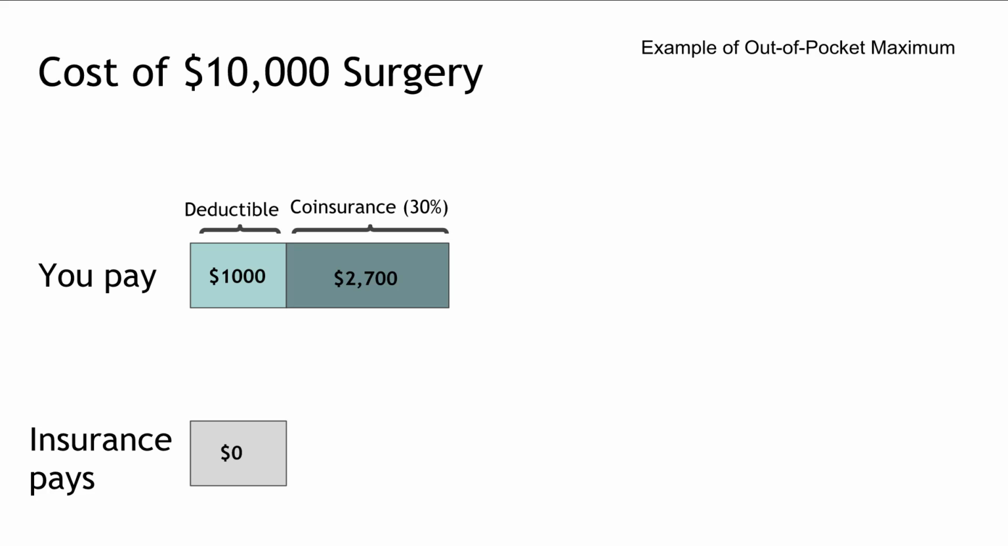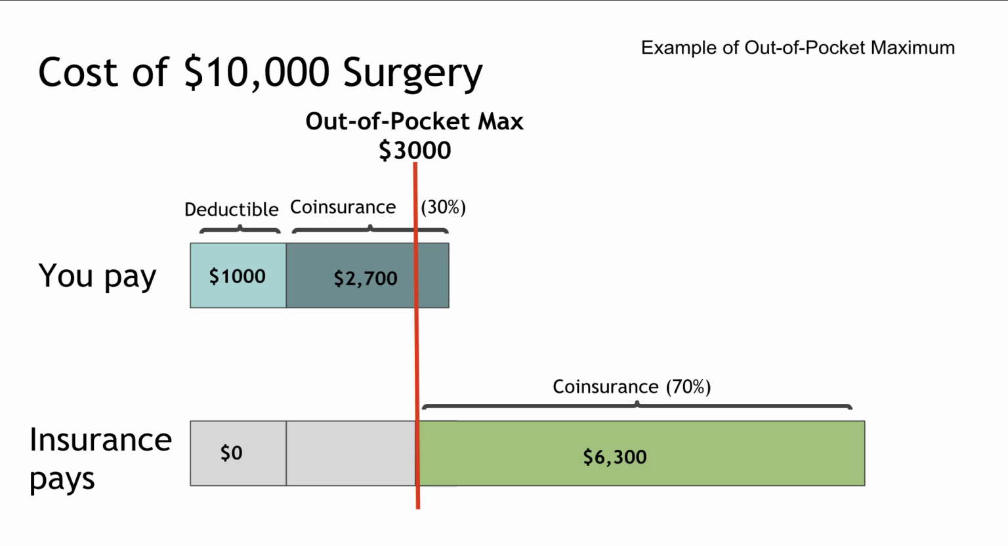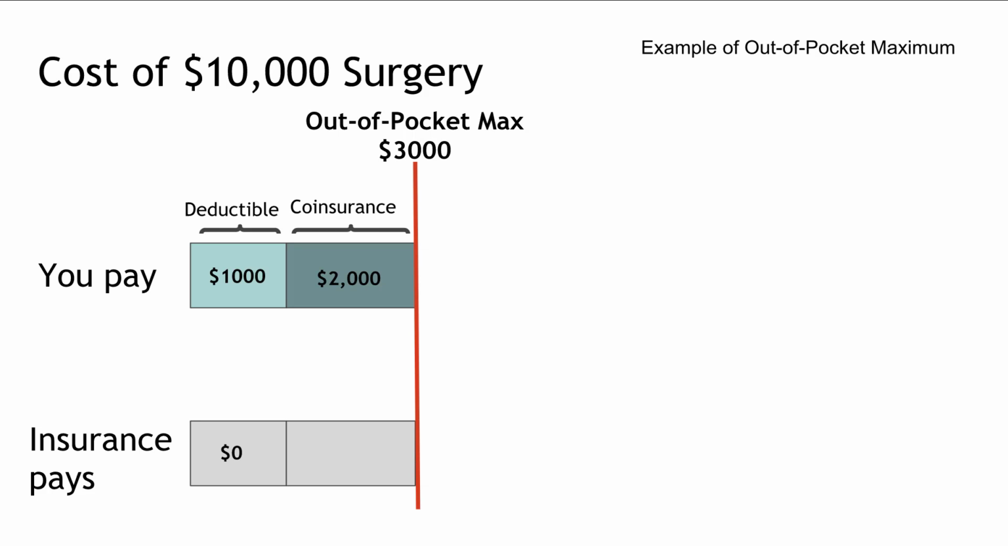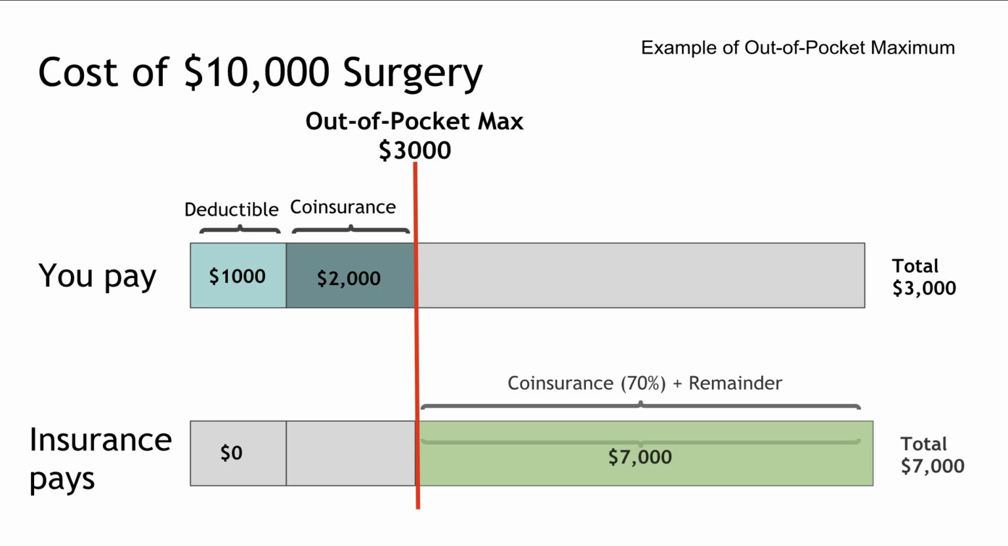So that would be $2,700. Your insurance company will pay the remaining 70%. So your total for your deductible plus your coinsurance would be $3,700. But since your out-of-pocket max is $3,000, your insurance pays all the covered costs above that amount. So you would only need to pay $3,000, and your insurance would cover the remaining $7,000.